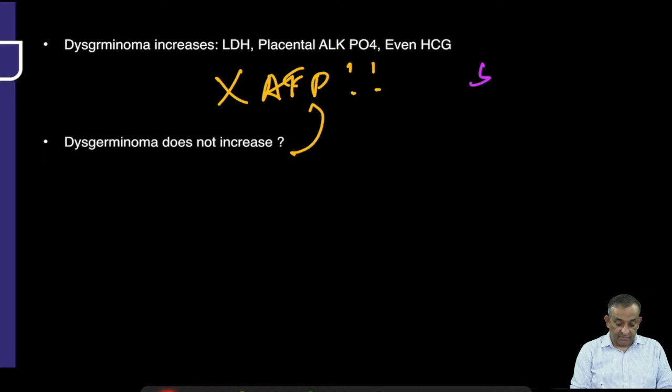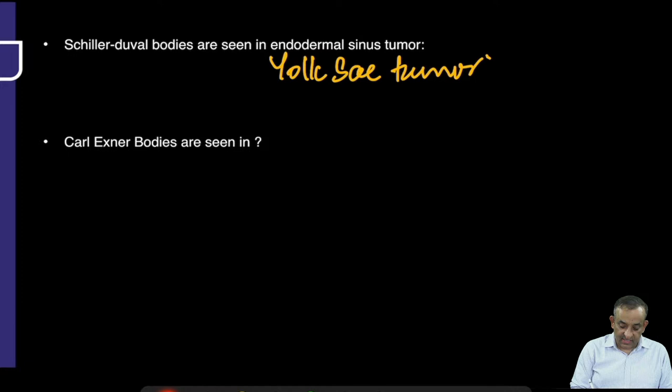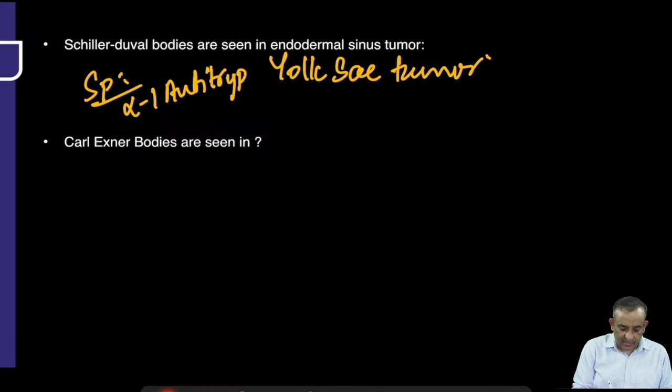So Schiller-Duval bodies are seen in endodermal sinus tumor, which is also known as the yolk sac tumor. Okay, and there's a specific marker for this yolk sac tumor: alpha 1 antitrypsin is specific for the yolk sac tumor.